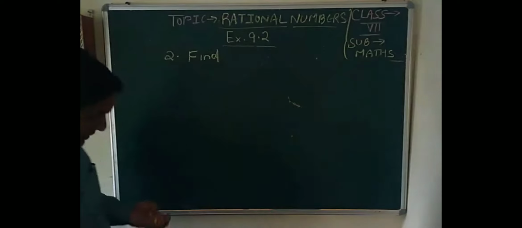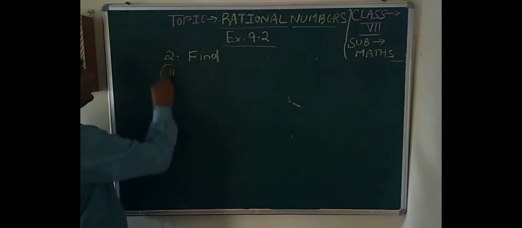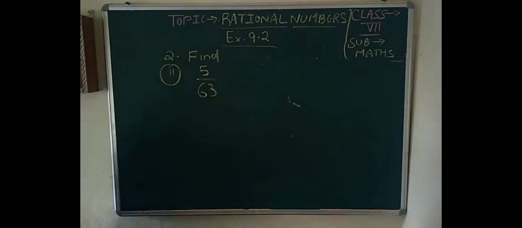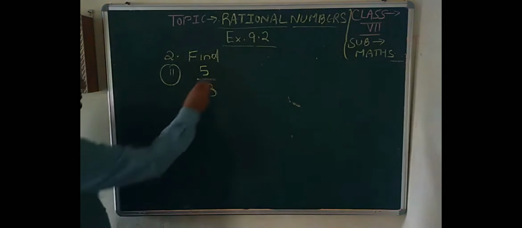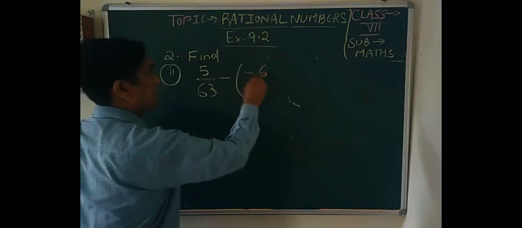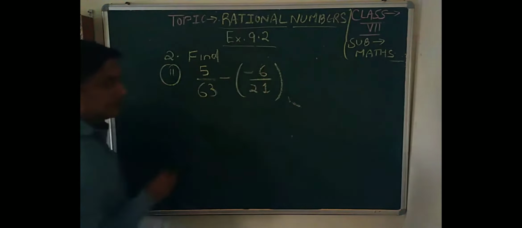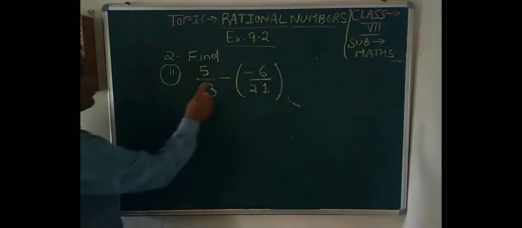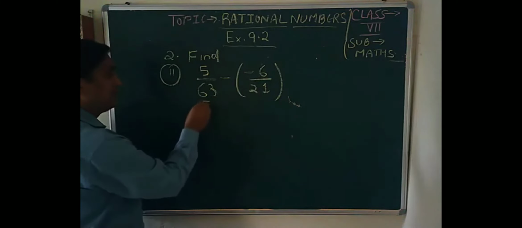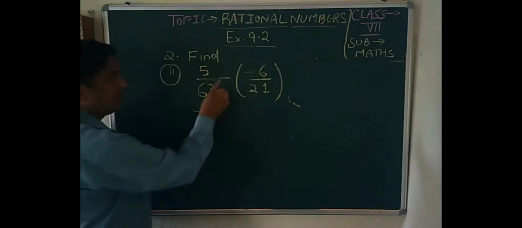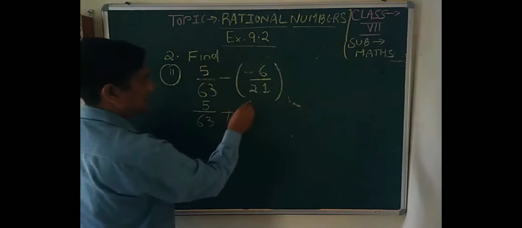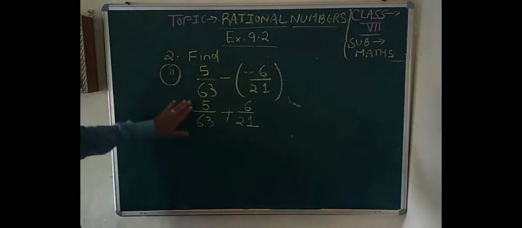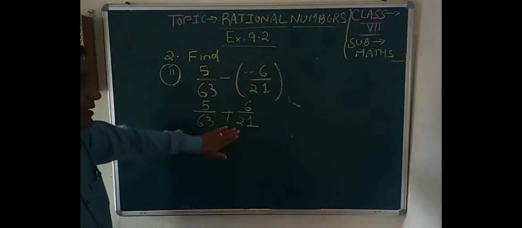5 upon 63, second part, 5 upon 63, then minus 6 upon 21. This is the second part of the second question. Now children, first of all we have to remove the bracket. It becomes 5 upon 63, minus becomes plus 6 upon 21. Now children, we will add here 5 by 63 plus 6 by 21.